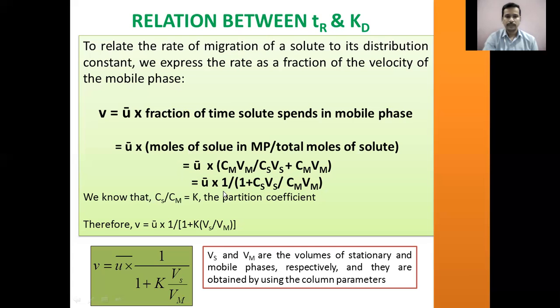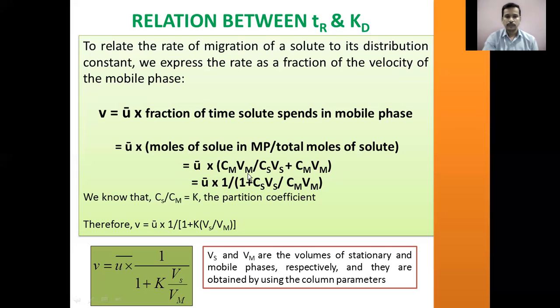So if you simplify this, U bar into, if you take Cm into Vm as a common factor, that will give you for this particular term 1 over Cs into Vs divided by Cm into Vm, plus 1.